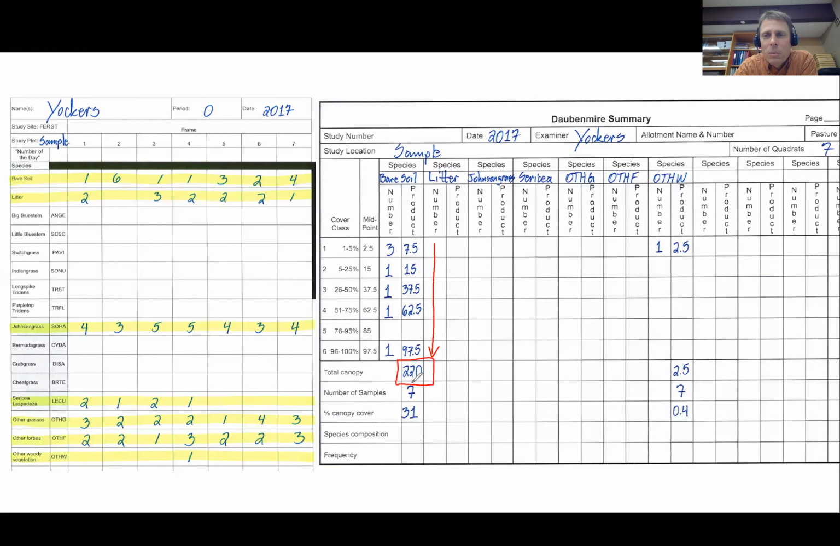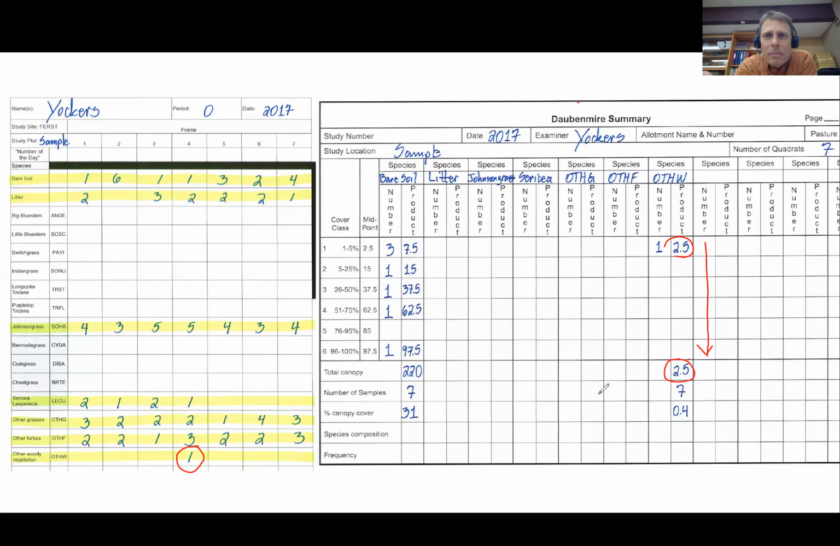which is 220. Now for the other woody species over here, that's a lot easier because we only had one frame way over here that had anything, and it was a cover class one. So we only have one here. And then we multiply that by the 2.5. So we get our product is 2.5. We sum them all up. There's nothing else there. So we end up with a total canopy of 2.5.